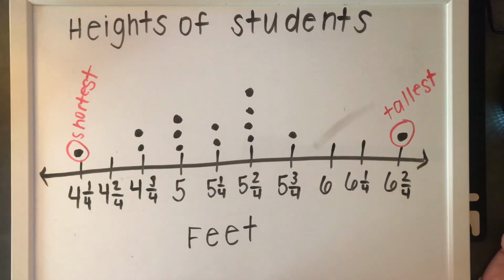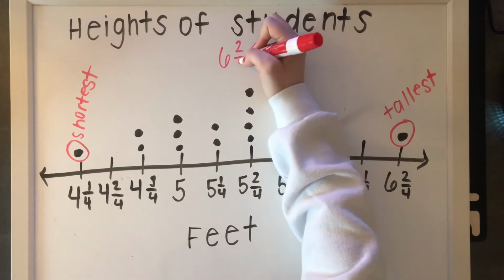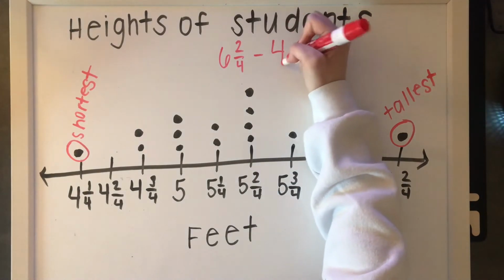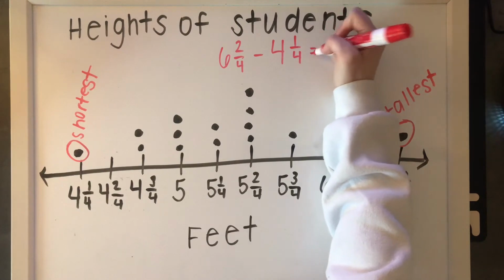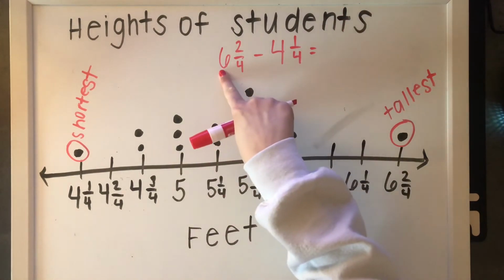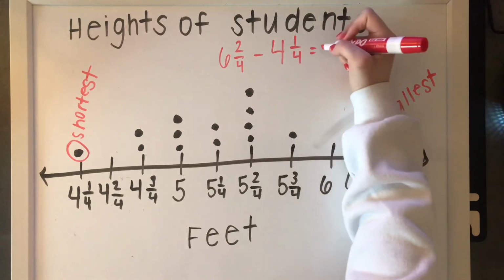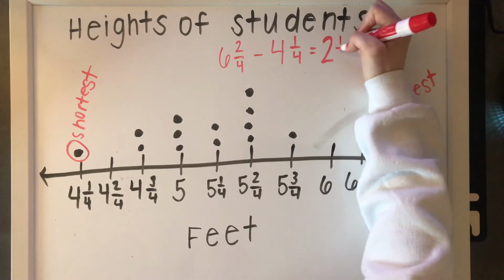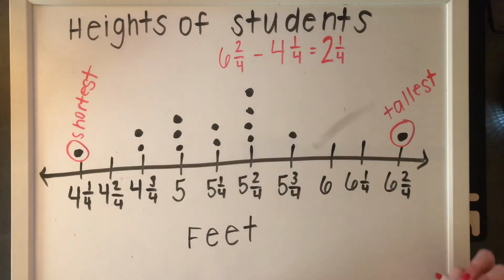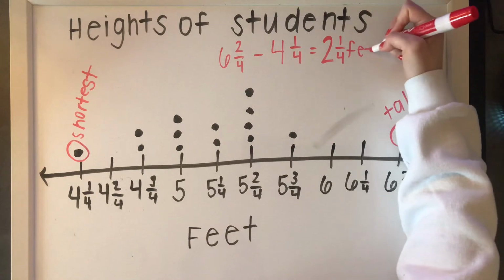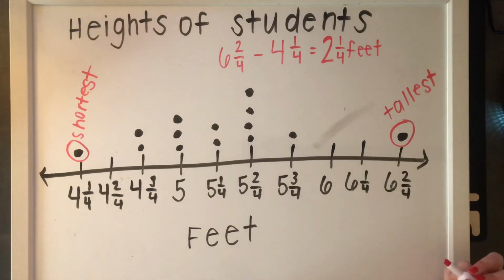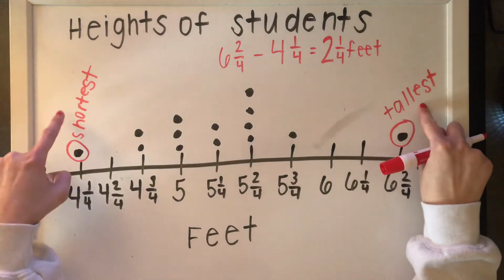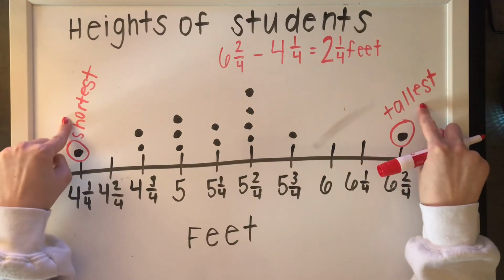If I need to find the difference, which is subtraction, like we had just said, then we're going to subtract. So 6 2/4 minus 4 1/4. We know how to do this. So we subtract the wholes first. 6 minus 4 equals 2. 2/4 minus 1/4 leaves us with 1/4. So 2 1/4 feet would be the answer to what is the difference between the tallest and the shortest students.